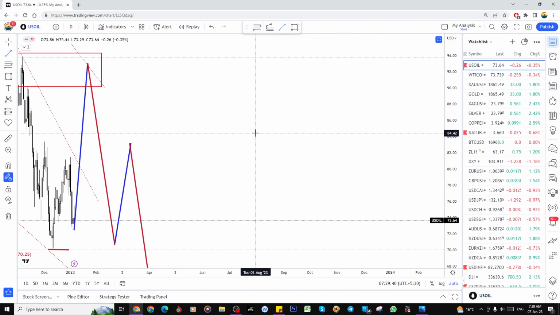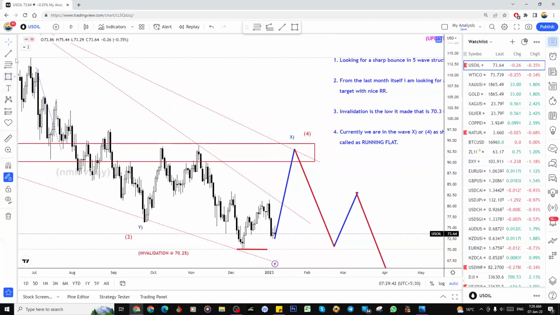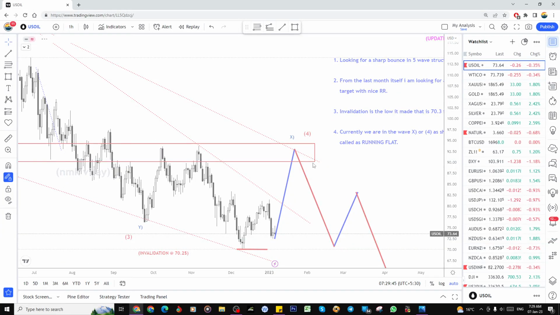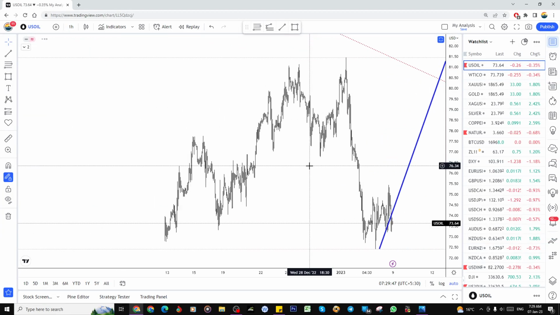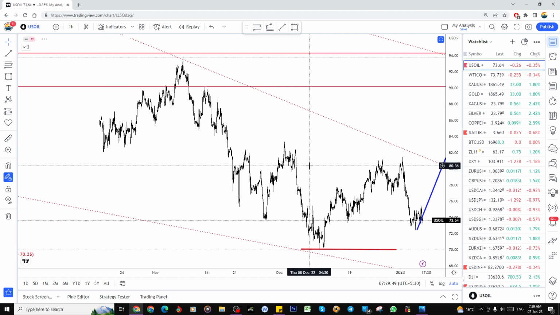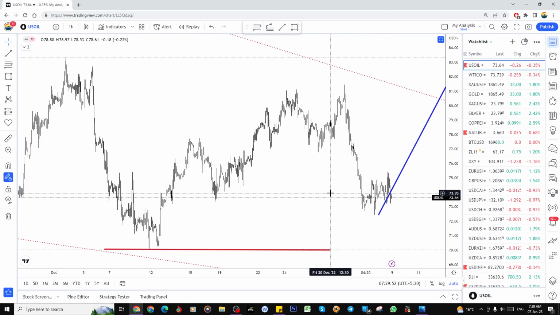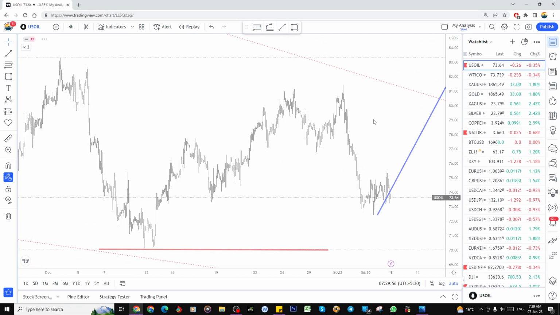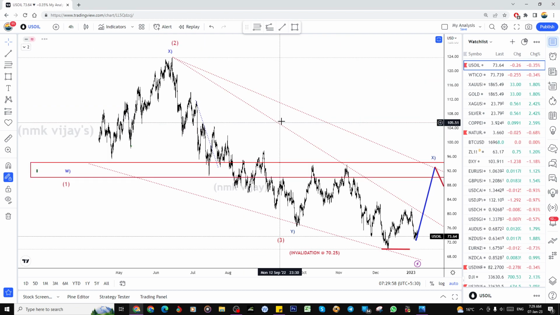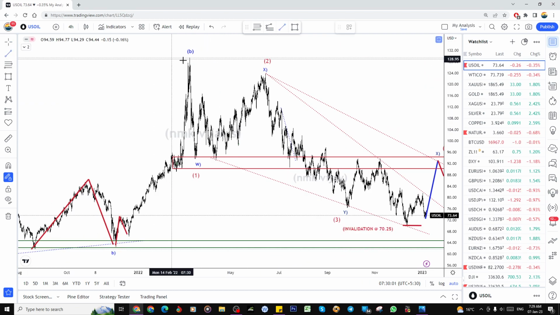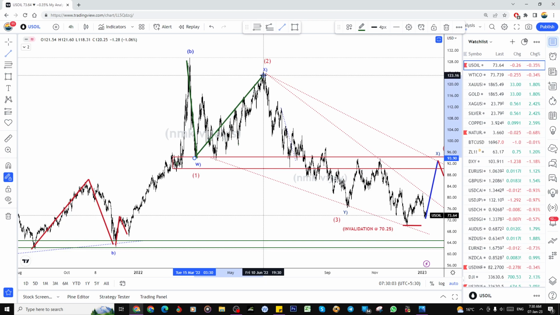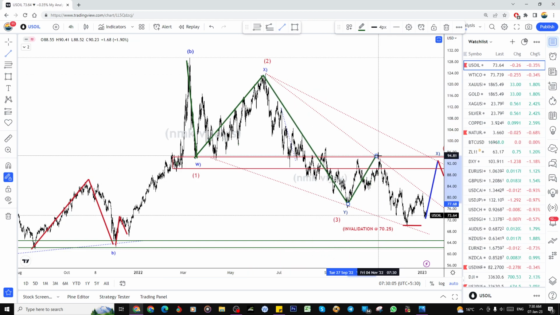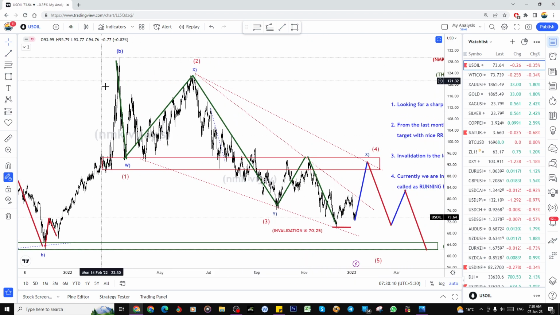This is a beautiful trade setup. I will explain how I took nearly $3 in that range bound market. Once again I will explain my trade plan here. This is the impulsive, this is the corrective, this is the impulsive, this is the corrective, this is the impulsive. So it looks like 1 2 3 4 5, right?